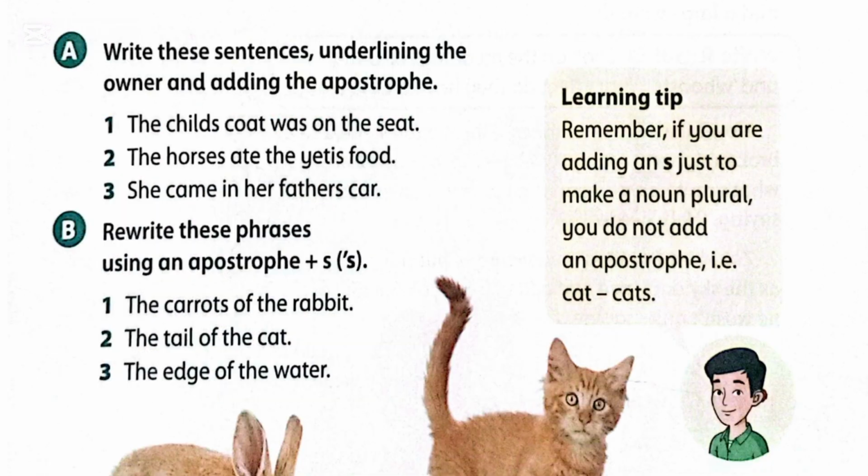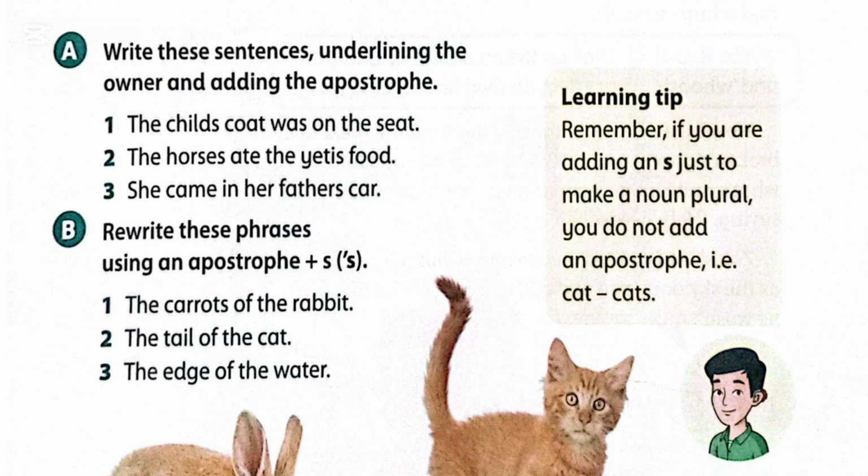Now move to Exercise A. Write these sentences underlining the owner and adding the apostrophe. So sentence number 1 is: the child's coat was on the seat. Here we have to underline the owner and then add the apostrophe. The owner of the coat is the child, and child is singular, so we put the apostrophe before the S.